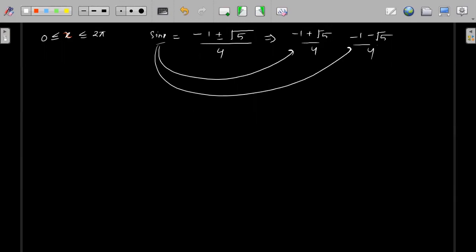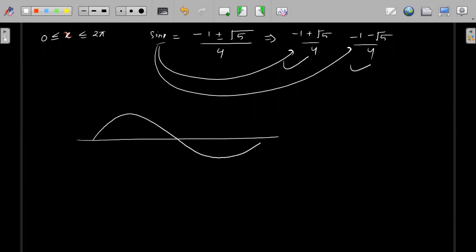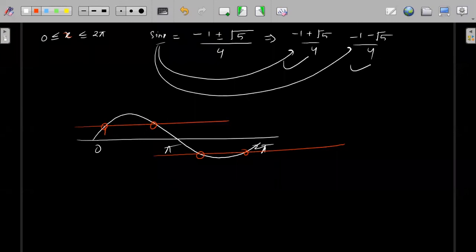This will be less than 1 and greater than -1. So both are valid values. That means this can also be taken. Let's draw the sine curve: 0, pi, 2 pi. One is this thing, next is this thing, right? So you will get two solutions between 0 to pi for this one. You will get two solutions between pi to 2 pi for this one.